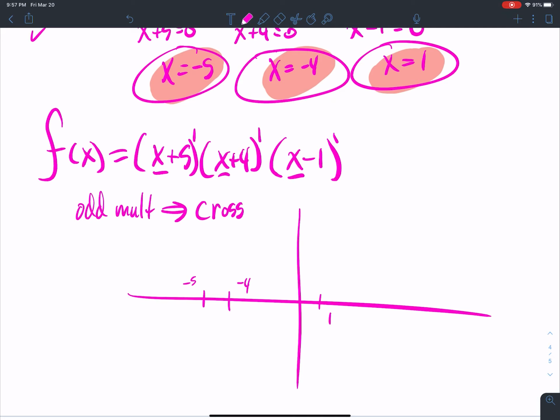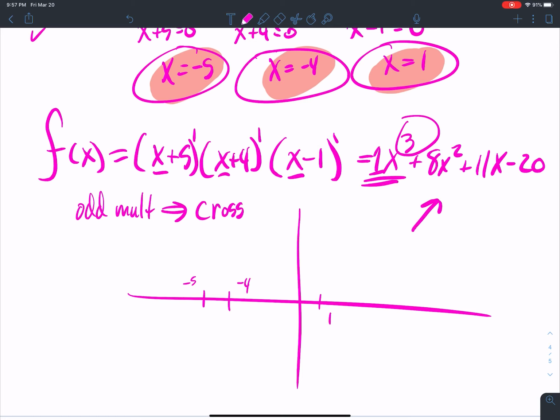Now, didn't we already have this already? It was x cubed plus 8x squared plus 11x minus 20. Cube is an odd power, so that means opposite. Now the 1 in front is positive, so that means the right-hand behavior is going up to positive infinity. And if it's opposite, then the left-hand behavior is going to negative infinity.